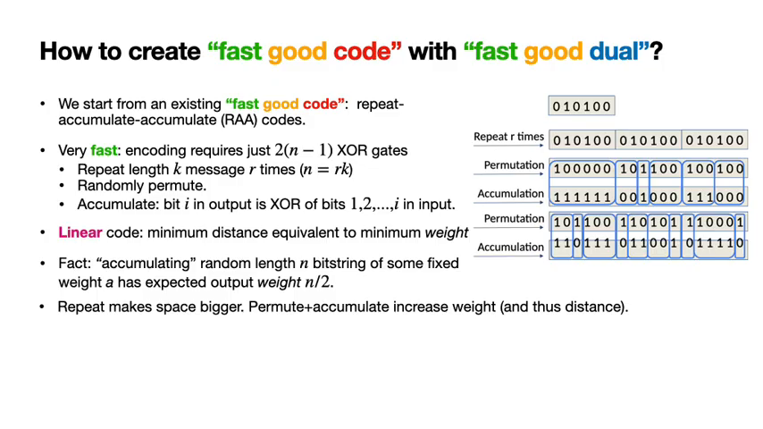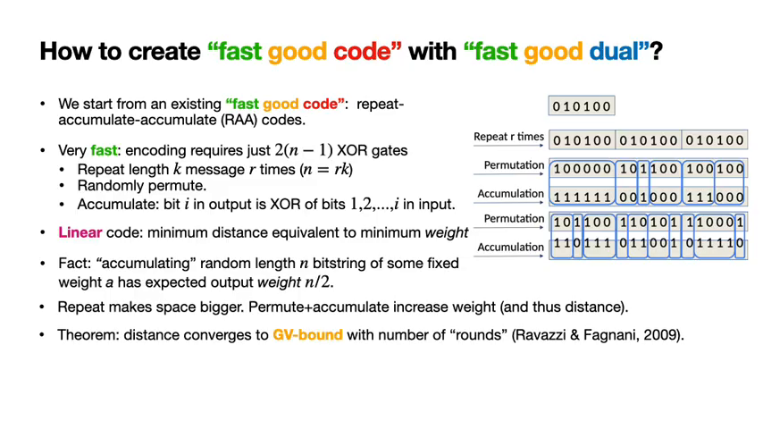So why do we do exactly 2 rounds of permute accumulate? Well, as Ravazzi and Fagnani showed, as you add more of these permute plus accumulate rounds, the distance that you expect to obtain converges exactly to this GV bound, the best known distance that you can get for a binary code. And they show that if you do 2 rounds, you're already very, very close, whereas with 1 round, you're still very, very far off.